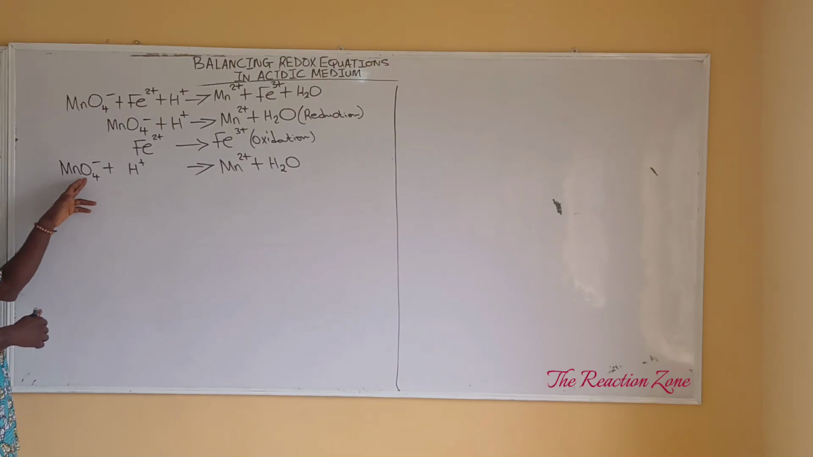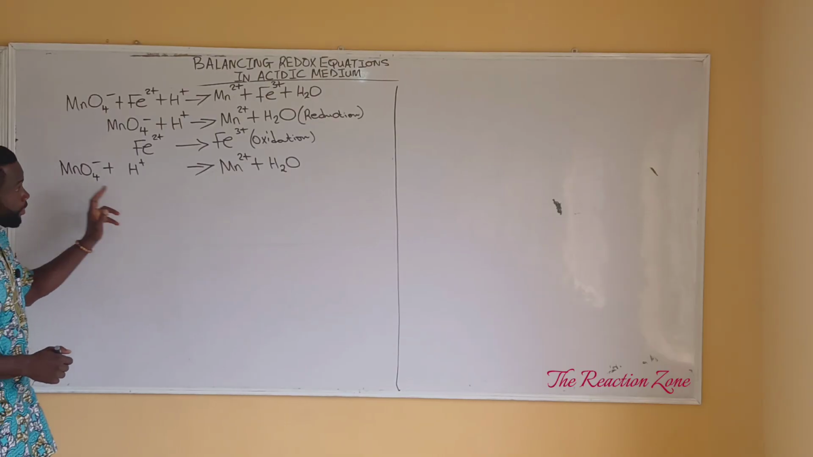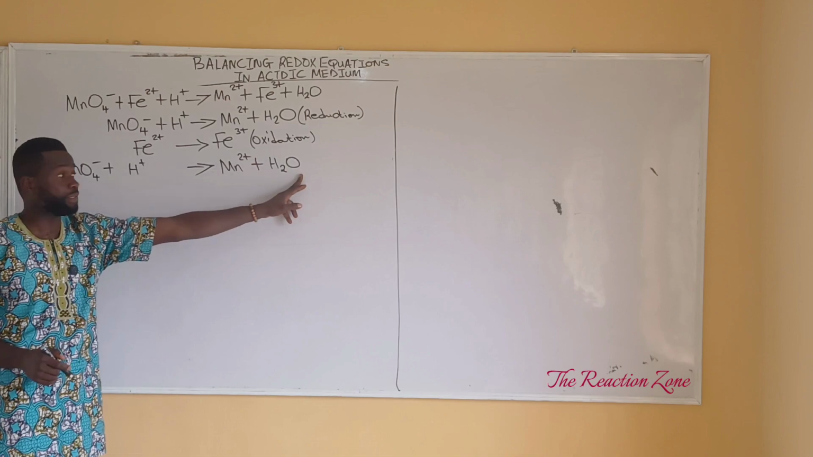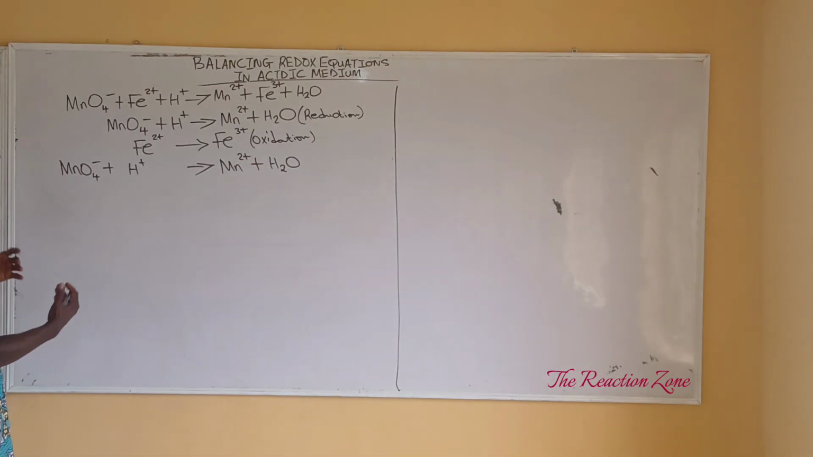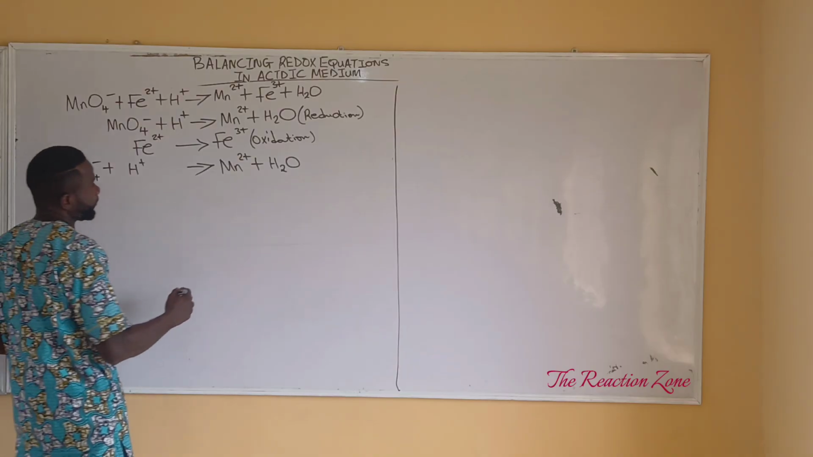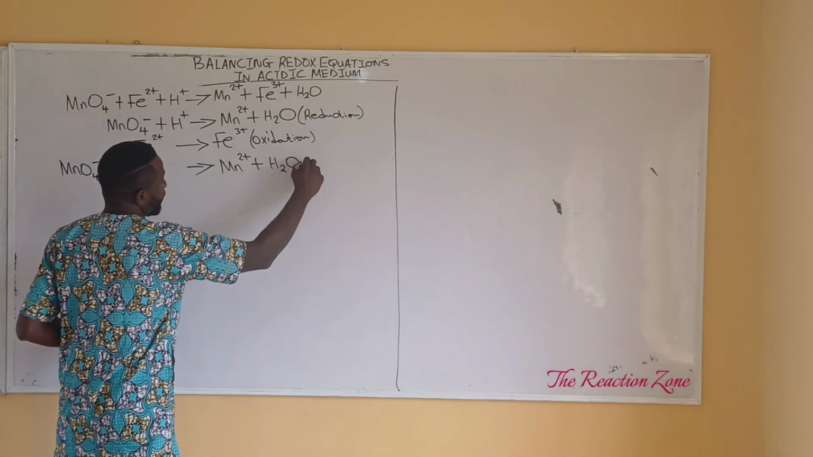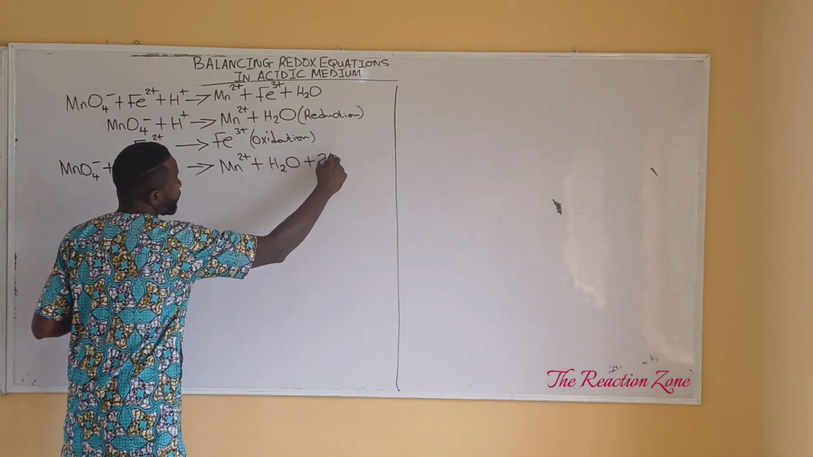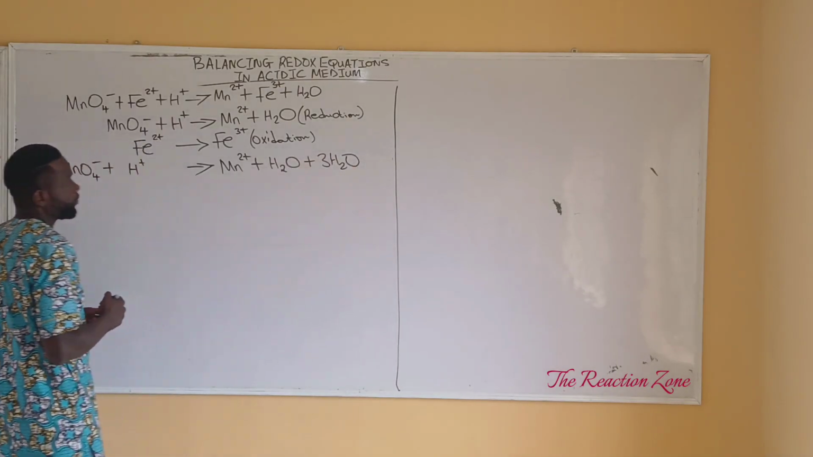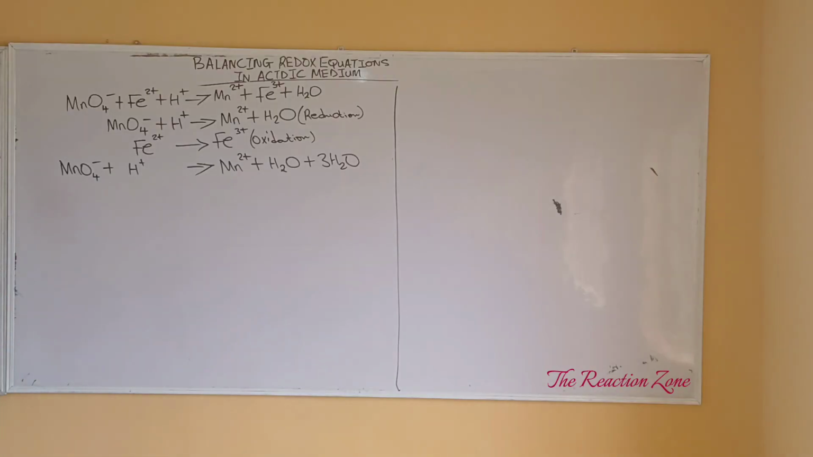Okay, so now to balance the oxygen atoms. There are 4 oxygen atoms on the left hand side. There is just 1 on the right hand side. So there is a deficiency of 3. So what this means is that we add 3 molecules of water to this side. And when that is done, you can see that the number of oxygen atoms becomes balanced.